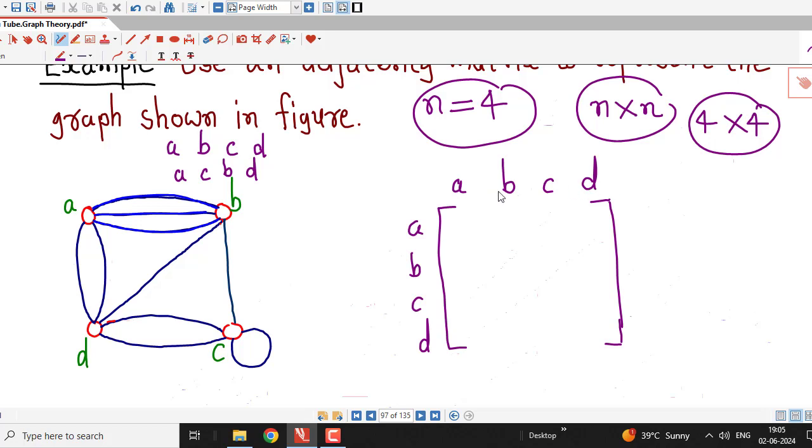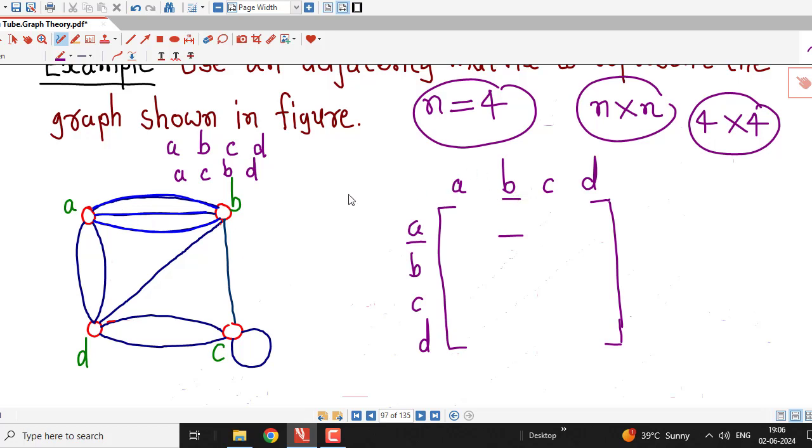So here I am taking this simple order A, B, C, D. Now, because we want to write down a 4 by 4 matrix, we have to determine 16 entries for this square matrix. So remember this formula or rule to determine the entries of the adjacency matrix. For example, if I want to write down the entry corresponding to A and B, that is this entry, then that entry is equal to the number of edges from vertex A to vertex B.